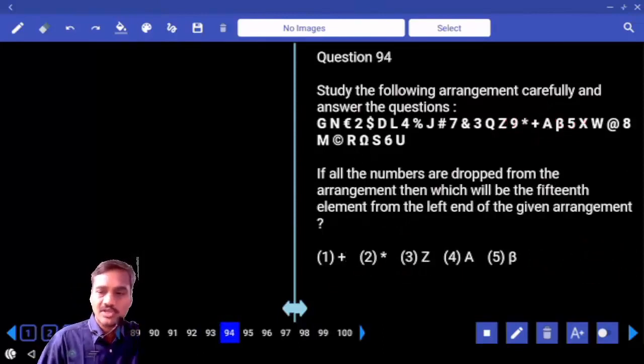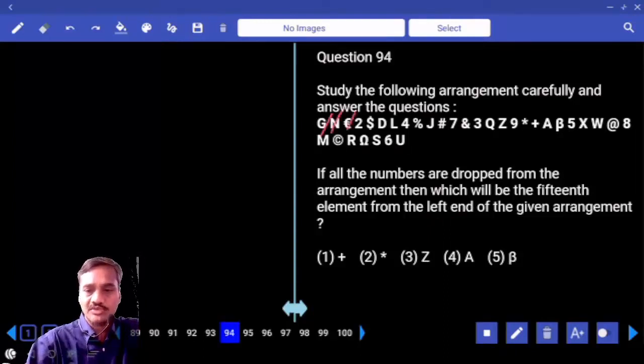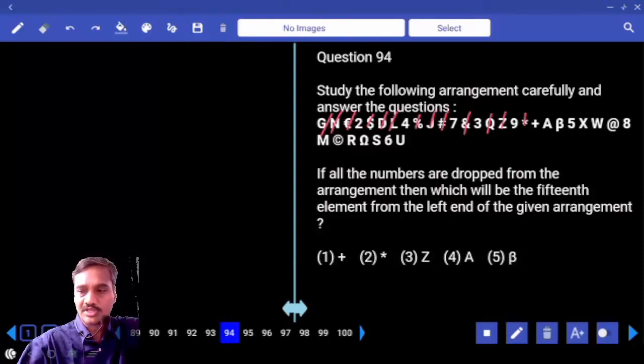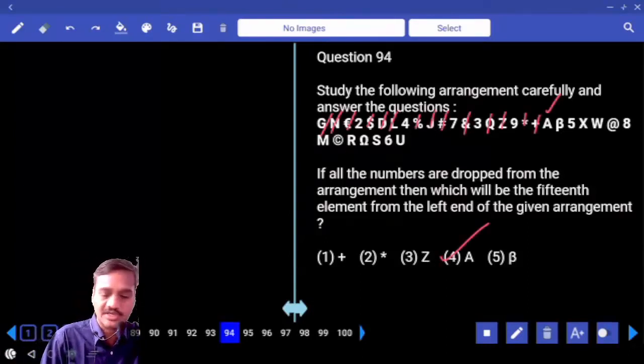Then 94, if all the numbers are dropped from the above arrangement, then which of the following will be 15th from the left hand? Now 15th from the left hand without the numbers. 1, 2, 3, 4, 5, 6, 7, 8, 9, 10, 11, 12, 13, 14, 15. And so what is your answer? A, that is choice 4, question number 94.